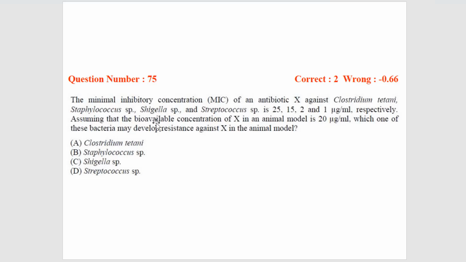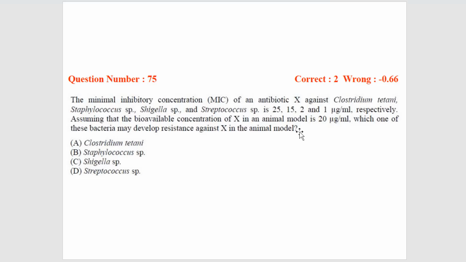So the bioavailable concentration of X is that much of whatever antibiotic you give, this is the concentration, that 20 mg per ml concentration of the antibiotic X is seen in the animal tissues. So whenever we provide the animal with the antibiotic, if we take the tissue and measure the antibiotic concentration, we see 20 mg per ml. So which one of these bacteria may develop resistance against X in the animal model?